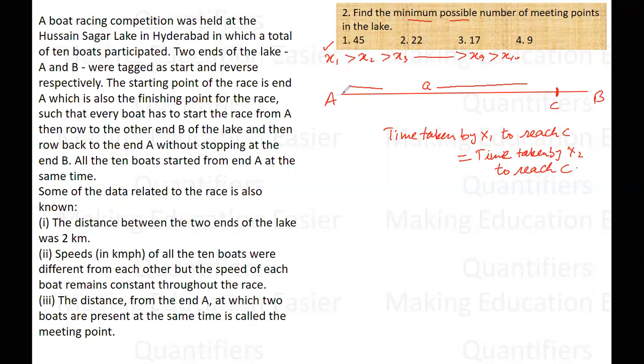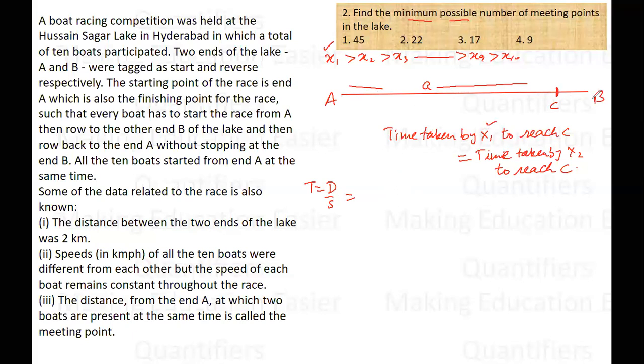Since they started at the same time, the time taken by x1 to reach C will be the time taken by it to reach B and back to C, and the time taken by x2 is simply the time from A to C. They should be equal. Now time is distance over speed.